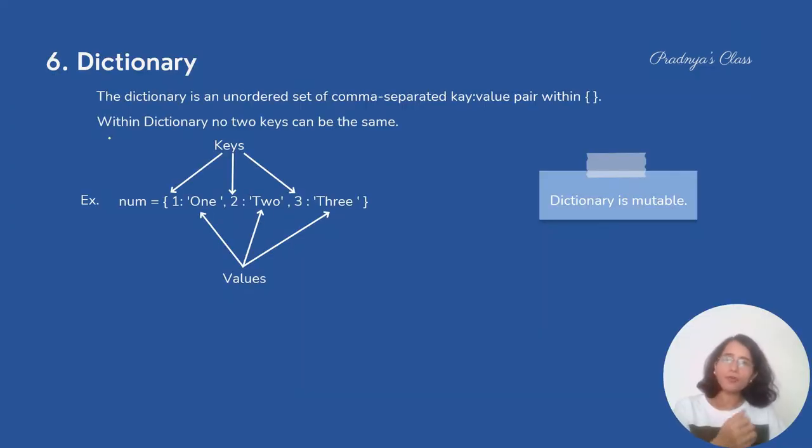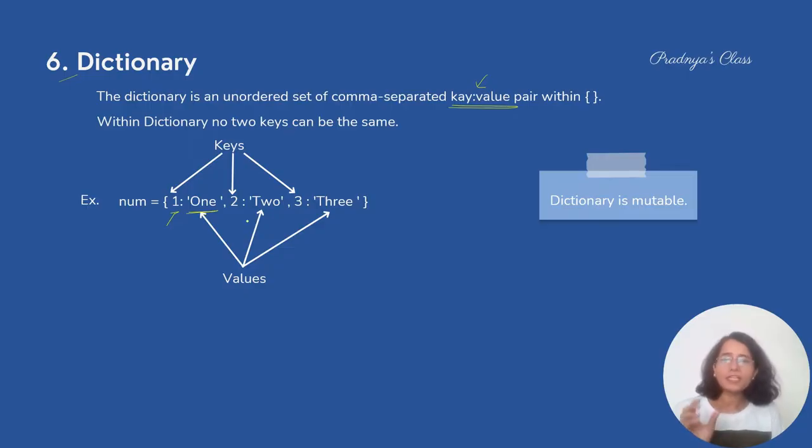The last important data type is dictionary. Dictionary is also used to store the values, but in the form of key value pair within curly braces. To understand the concept of key value, look at this example. The first part is known as key, and with the colon we have to write the description for that key. We can say it as a value.